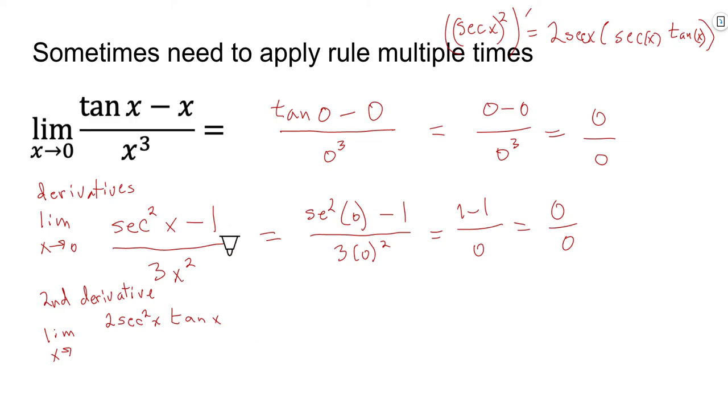Now what about the 1? When we take the derivative of 1? 0, so it drops off. Okay. And the denominator, 2 times 3 is 6. Subtract 1, so 6x. And we are plugging in 0. So we've got the secant of 0, the tangent of 0.